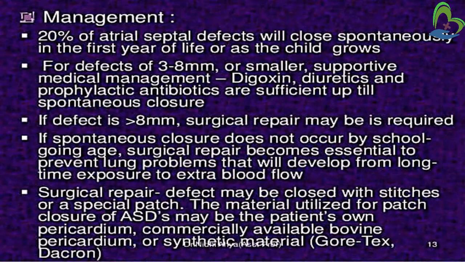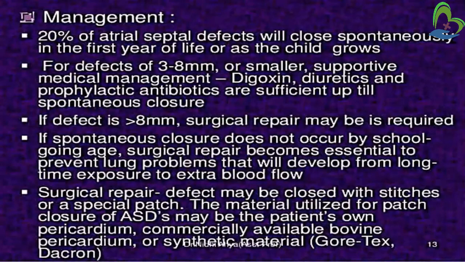In medical management, digoxin, diuretics and prophylactic antibiotics are sufficient up till spontaneous closure. Digoxin helps to strengthen the heart muscles and helps in regulating pumping. Then diuretics remove excess fluids from the body, and prophylactic antibiotics help to prevent infection. So we can give these drugs in medical management if the defect is smaller. Then if the defect is greater than 8 mm, surgical repair may be required. So if the defect is larger, we can go for surgical management.